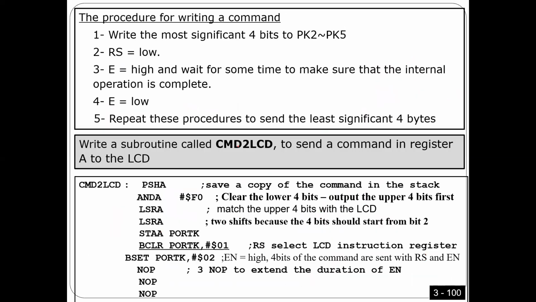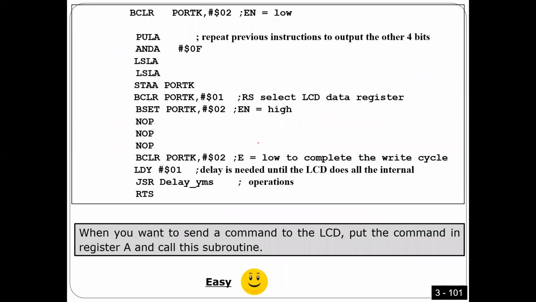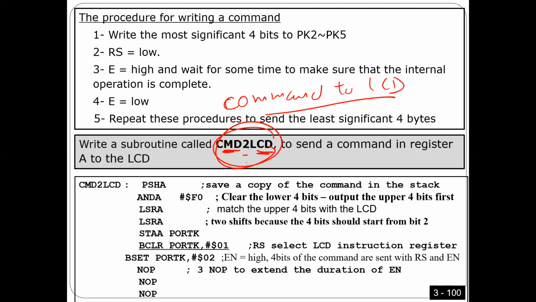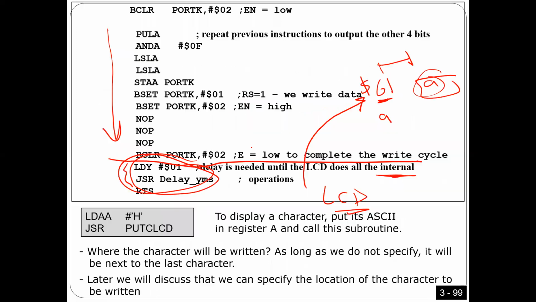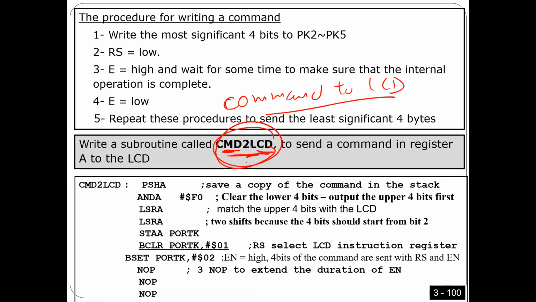Okay, very simple. Now I'm going to teach a second subroutine. This subroutine is called command to LCD. Okay, this one is exactly similar to put character LCD, guys. The only difference is this one is used if you want to send a command, right? So this one is for command and this one is for character. If you want to send a character, okay? This one has to be a command.